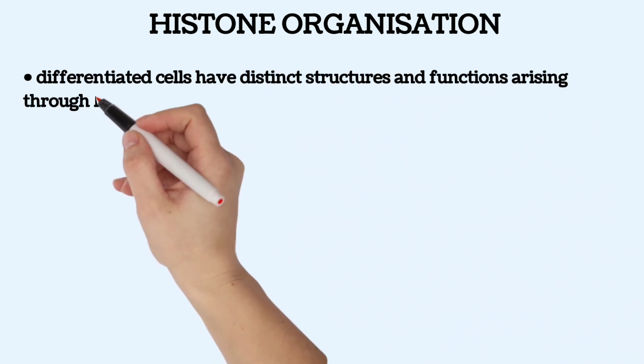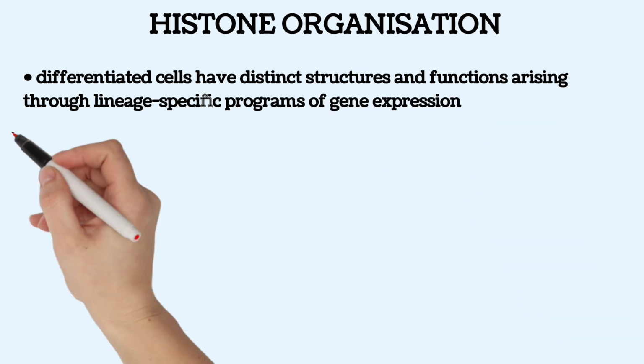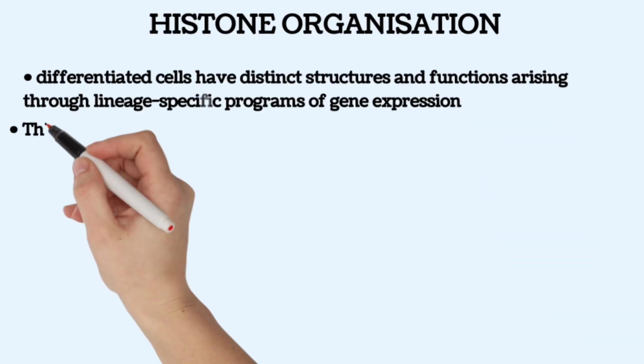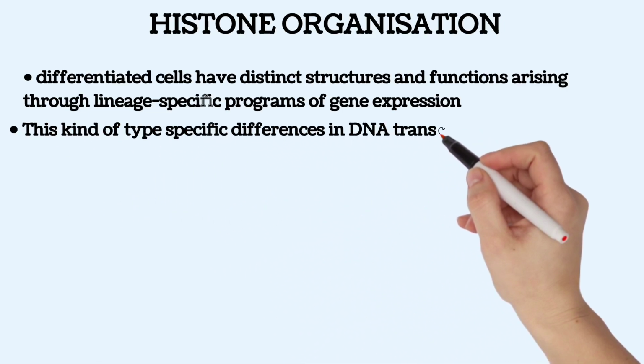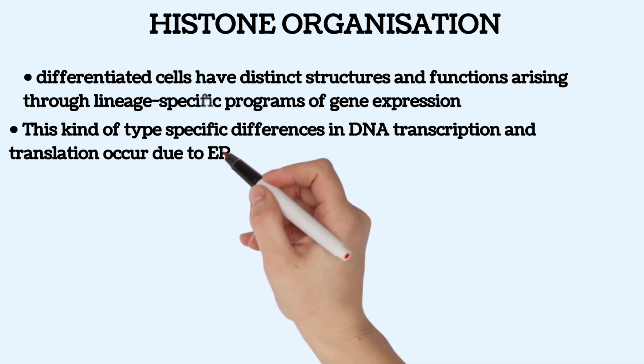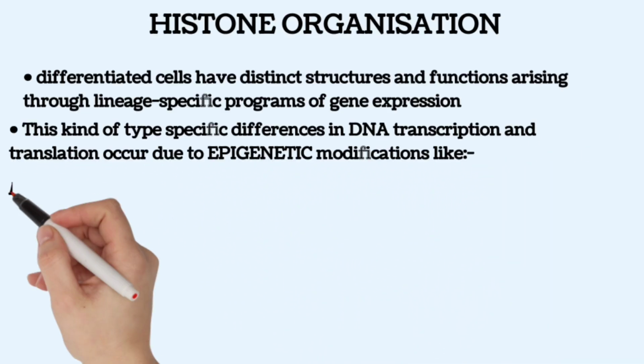Differentiated cells have distinct structures and functions arising through lineage-specific programs of gene expression. Differentiated cells mean the cells which have matured to perform a specific function. This kind of type-specific differences in DNA transcription and translation occurs due to epigenetic modifications. Type-specific differences means that certain cells differentiate in certain way to perform certain functions.